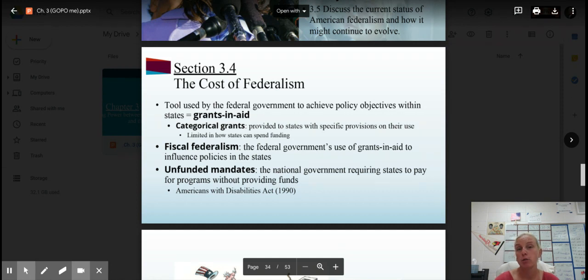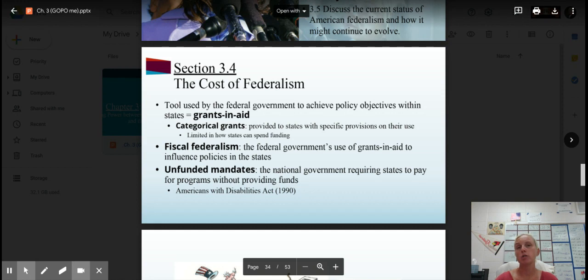There's different types, though. There's the categorical ones, which are super specific, where they have to do it a certain way. A good example is the CARES Act. The federal government said to our district, here's money, but you have to use it to buy laptops for your school and to buy proper cleaning supplies and PPE for your school. That's an example because of the COVID crisis. That's an example of a categorical grant. It's very specific on what the money has to be used for.